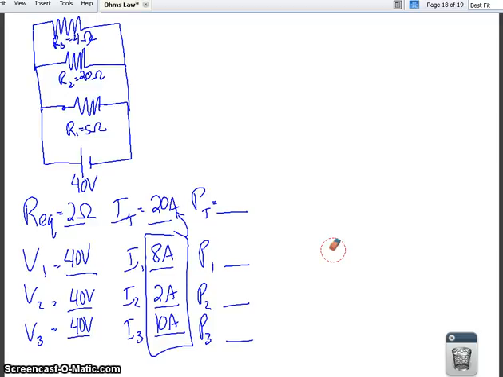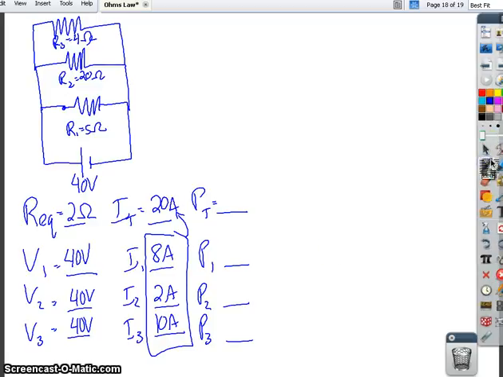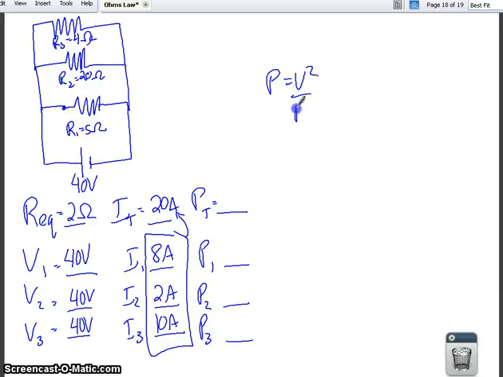And for this one, we'll do power is equal to V squared over R. V squared is going to be 40 squared over our equivalent resistance of 2 ohms. And for this, we get 800 watts. 40 squared is 1600, and 1600 divided by 2 is 800 watts. So we're going to have 800 watts right here.